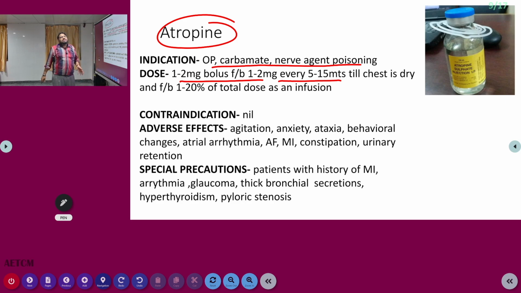Definitely you don't see any major contraindication for the use of atropine, and regarding adverse effects, it can cause psychosis, anxiety, ataxia, behavioral changes and atrial arrhythmia.